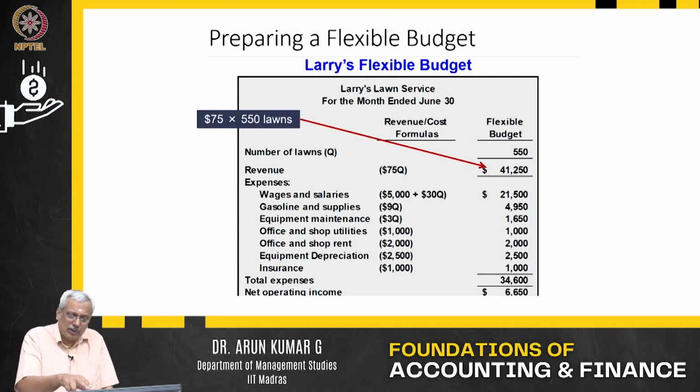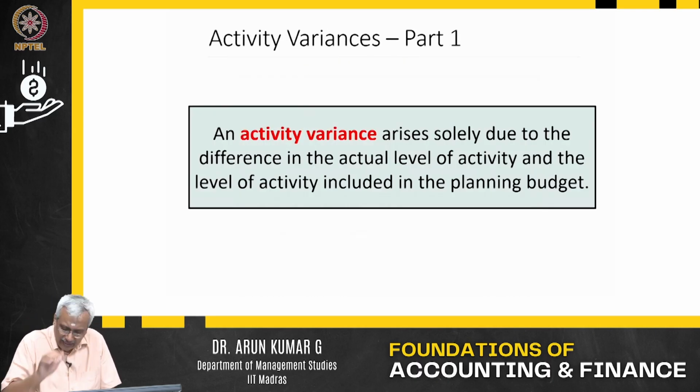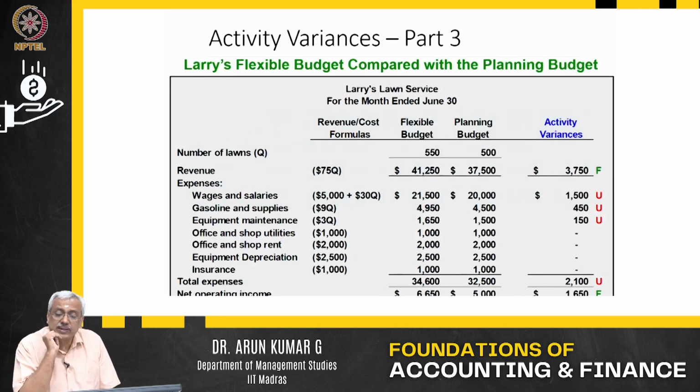Now, I will prepare a budget for 550 lawns. $75 is the revenue I expect. If 550 lawns is what I mowed, 75 into 550, 41,250. Same way, all the other expenditures. And I will say, if I mowed 550 lawns, I should have a net operating income of 6,650. Now, I will take it for comparison in the next look. That is where I look at activity variances. You can see activity variances. My flexible budget is 550 and so on and so forth.